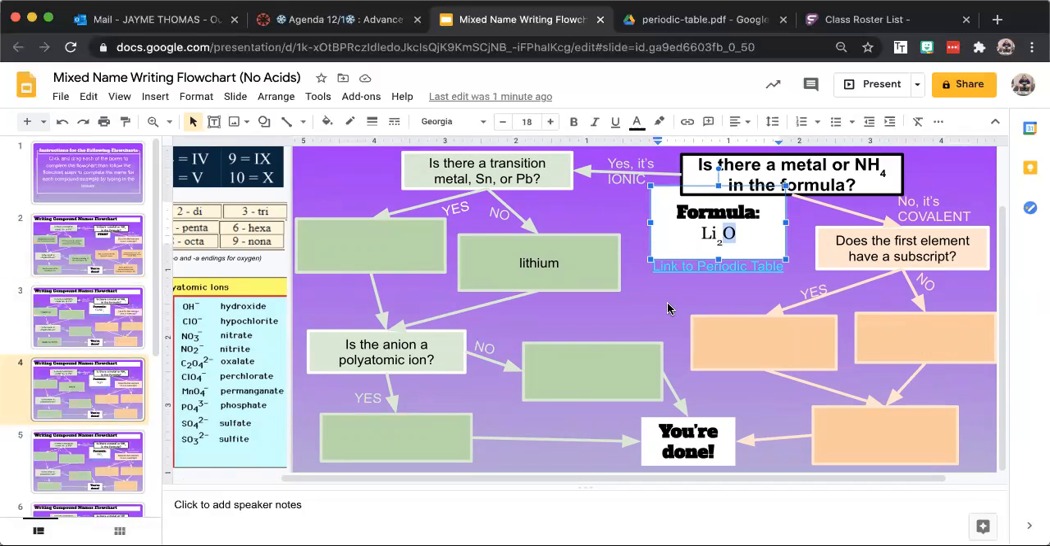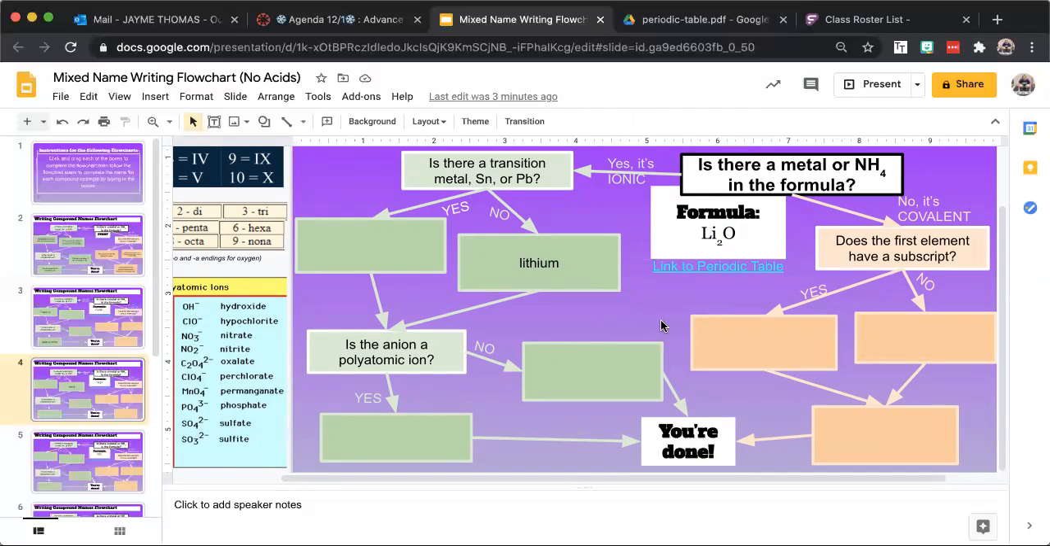So what element name is O? I feel like y'all probably hopefully know that one. That's a pretty common element. Anybody want to take it? Let's see, Paige, what element is O?